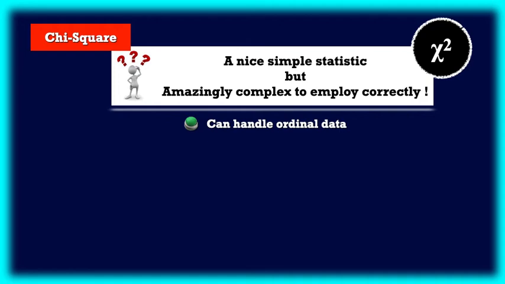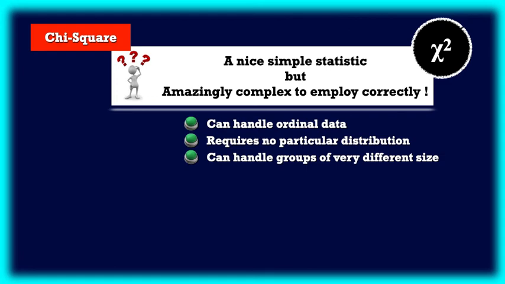Advantage: it can handle ordinal data. It looks at distributions of choices, as in a questionnaire, and compares them. Are they the same or different? No distribution requirement is required. Group sizes can be very different.